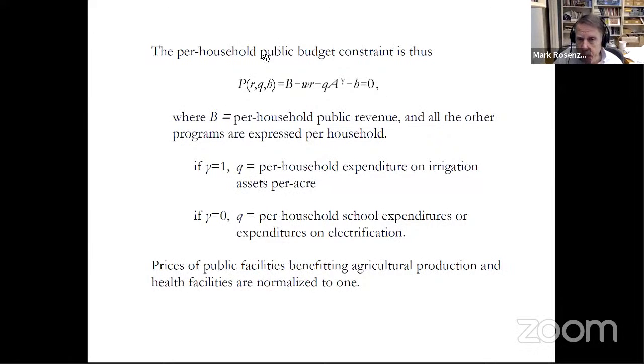So the per household public budget constraint P then consists of the expenditures on the employment program. There are workers employed at the equilibrium wage W. There's the Q, which is the infrastructure, which is going to depend on what type of infrastructure. The details are not that important. Okay, and then the other good that's produced by external inputs.